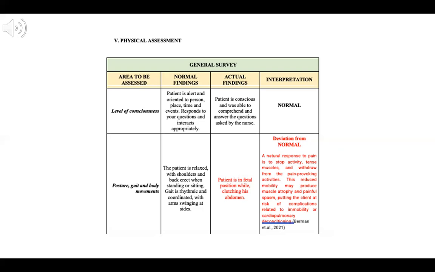Notice also that the interpretation is backed up with data analysis with citation for reliability. And take note that during ongoing assessment, focused assessment is done where the examiner focuses only on specific areas of concern that is relevant to the current problem being addressed.